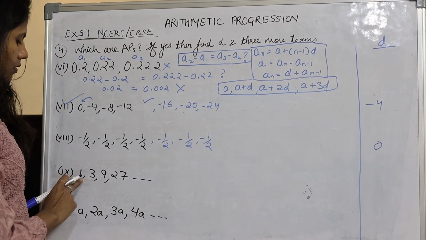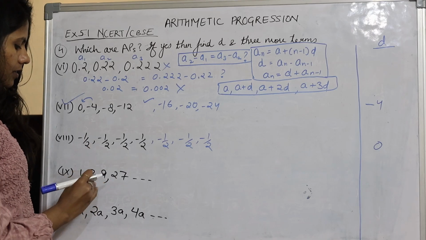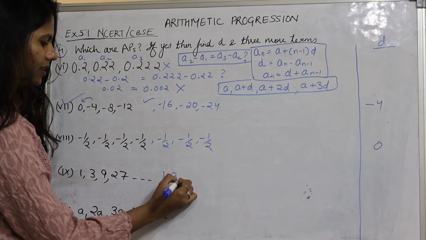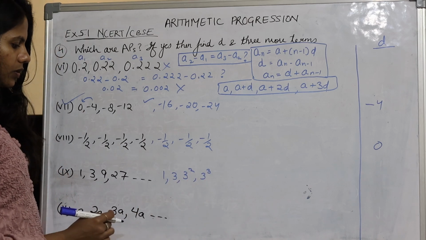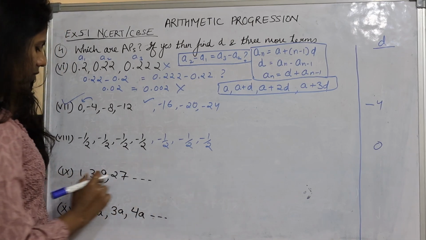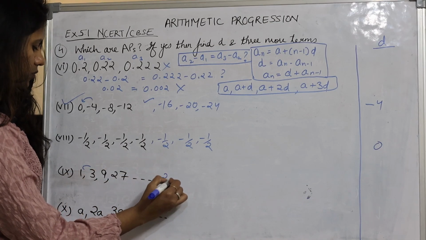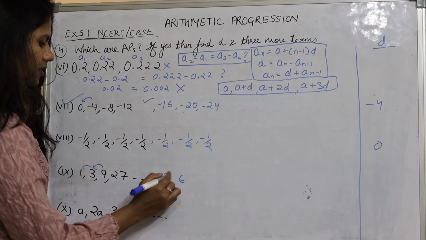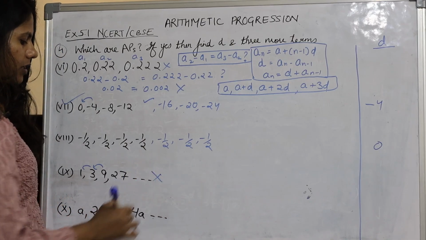Now this one, 1, 3, 9, 27. If you closely look, it is something like 1, 3, 3 square, 3 cube. Now let's find the difference. 3 minus 1 is 2. On the right hand side, 9 minus 3 is 6. Are they equal? No, right? So this is not an AP.